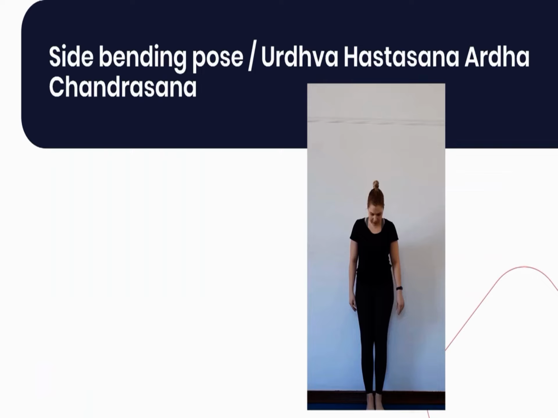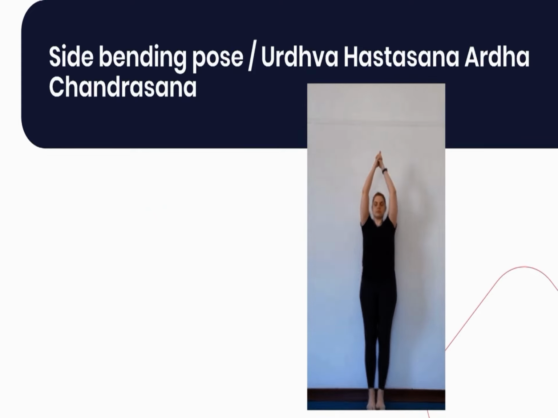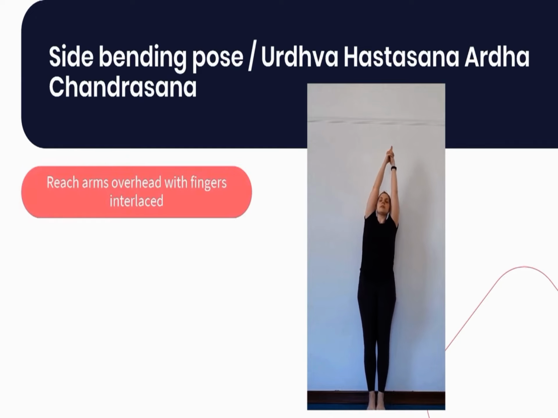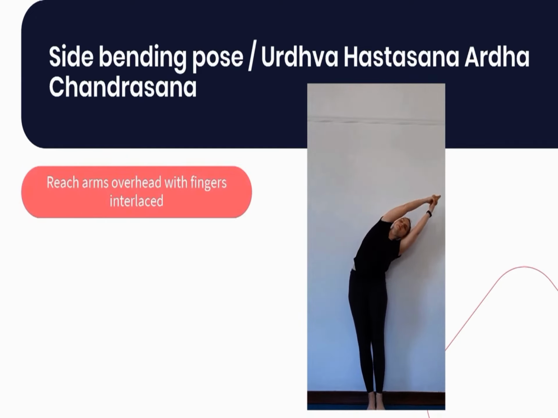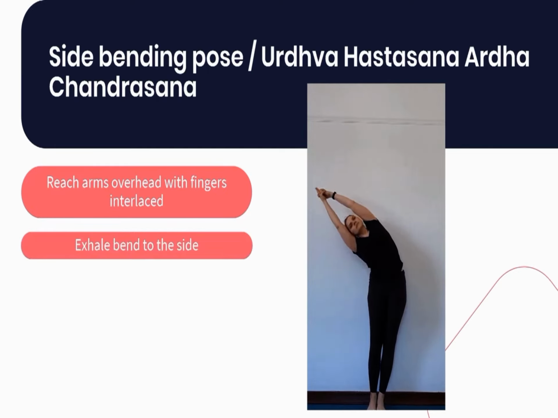Side bending pose, Urdhva Hastasana, Ardha Chandrasana. We move from Tadasana once again. Root through the four corners of your feet. Inhale and raise your arms overhead, interlacing your fingers while keeping the pointer fingers extended. Exhale and bend to the right from the side waist.